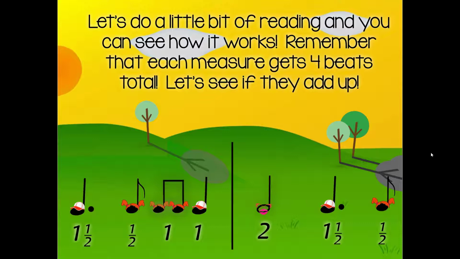Remember that each measure gets 4 beats total. Let's see if they add up. 1.5 plus 1/2 plus 1 plus 1, that equals 4, because 1.5 plus half equals 2 altogether, and 1 plus 1 equals 2. 2 plus 2 equals 4. A half note is 2 beats long, and then we have a dotted quarter note for 1.5 beats, and an eighth note for half a beat. So 2 plus 1.5 plus another half, that's 2 plus 2 altogether, which equals 4.